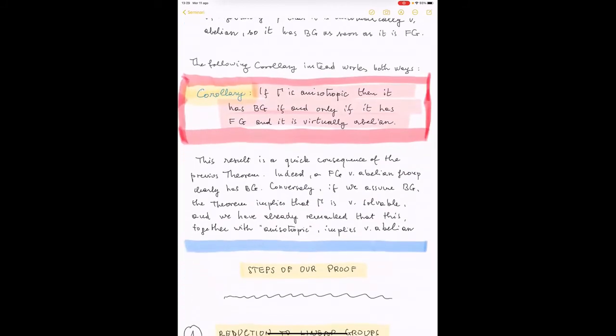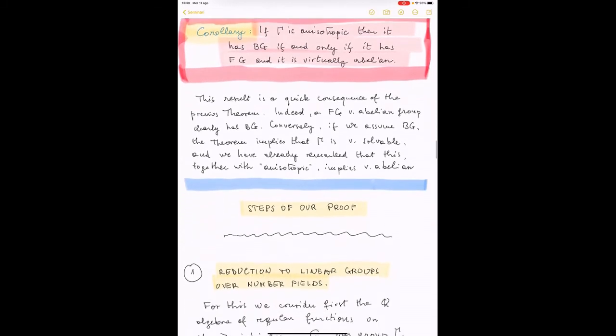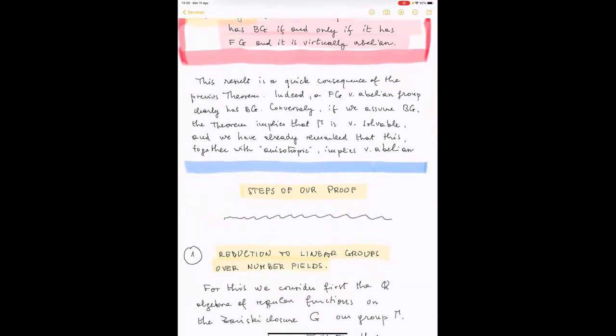If gamma is anisotropic, then it has bounded generation if and only if it is finitely generated and virtually abelian. This result is a quick consequence of the previous theorem, because a finitely generated virtually abelian group has bounded generation, and conversely, the theorem implies that gamma is virtually solvable, and we have just remarked that this property, together with anisotropy, implies virtually abelian.